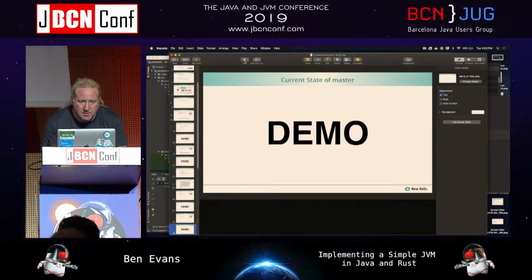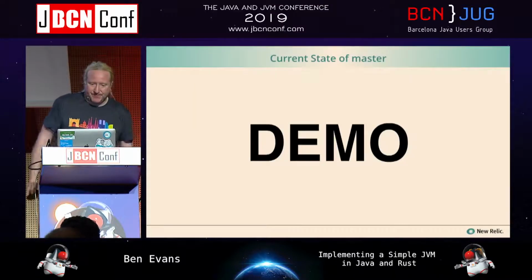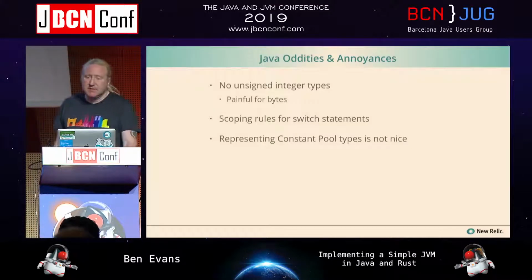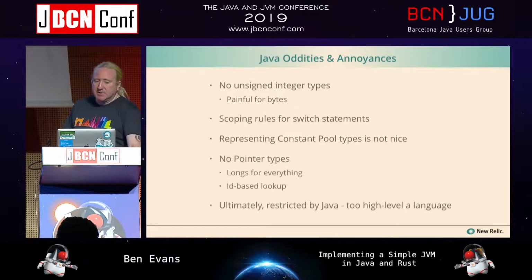Great. So what's the problem? Well, the answer is, it turns out that not having unsigned integer types is painful for dealing with the bytecode, and it's just unpleasant. The scoping rules for switch statements, which we've already met. The representation of the constant pool, we've seen all those problems already. The problem really is there's no pointer types.